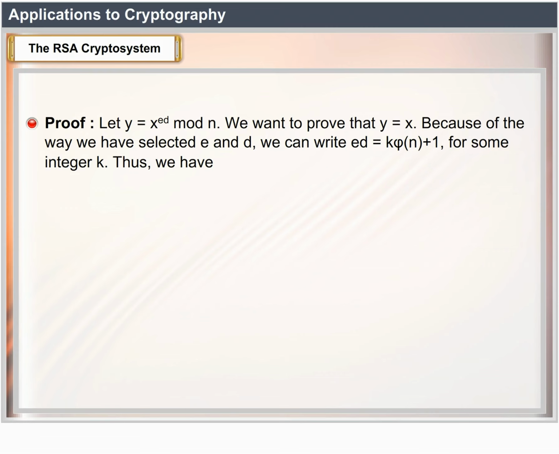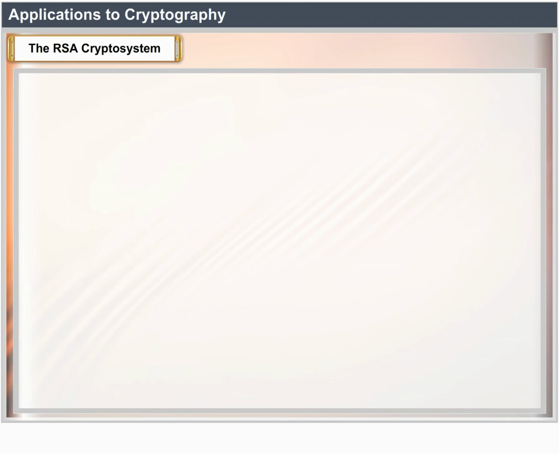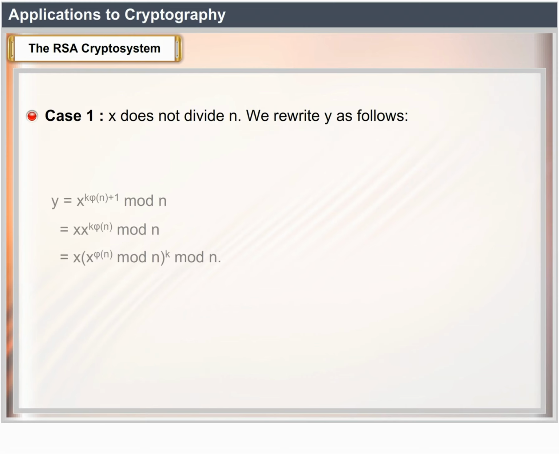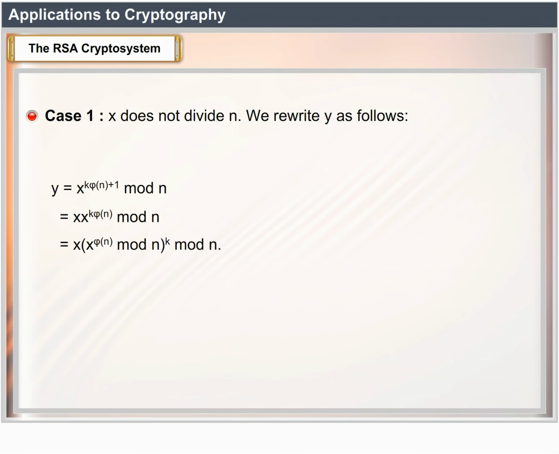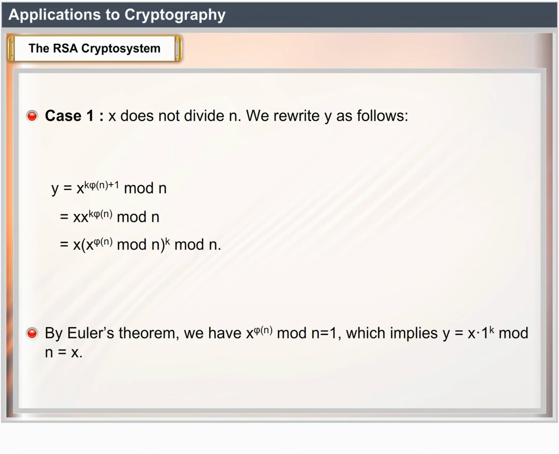Because of the way we have selected E and D, we can write ED equals k phi of n plus 1 for some integer k. Thus we have y equals x^(k phi of n plus 1) mod n. We distinguish two cases. Case 1. x does not divide n. We rewrite y as follows. By Euler's theorem, we have x^(phi of n) mod n equals 1, which implies y equals x times 1^k mod n equals x.